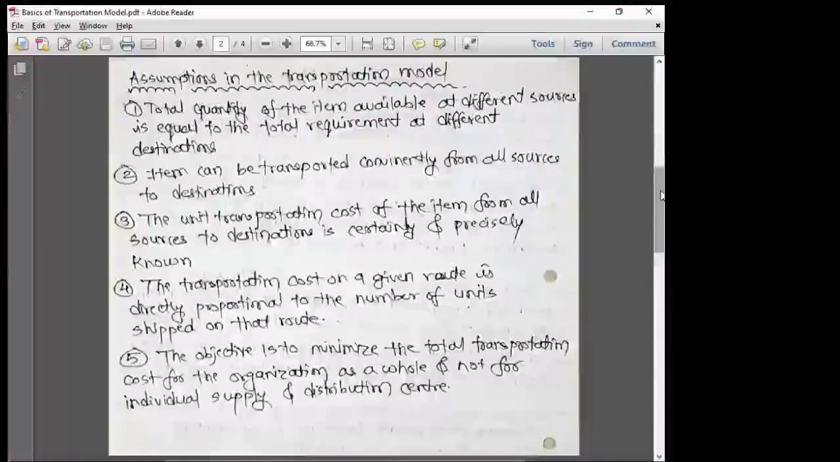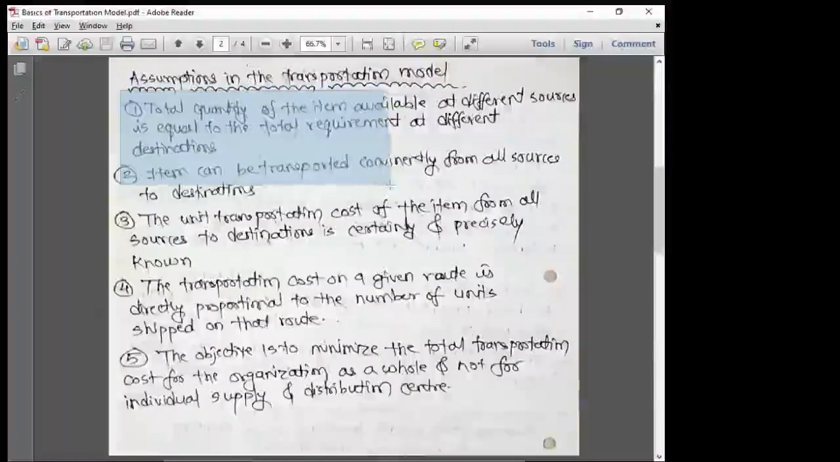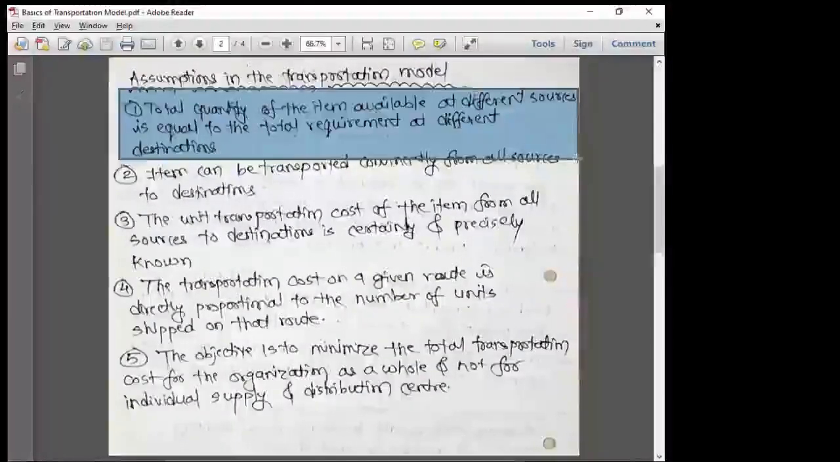So what we are going to see are the assumptions in the transportation model, which will make the transportation model less complex, but in a maximum way a realistic model. The first assumption that we have is that the total quantity of the item available at different sources is equal to the total requirement at the different destinations, right?